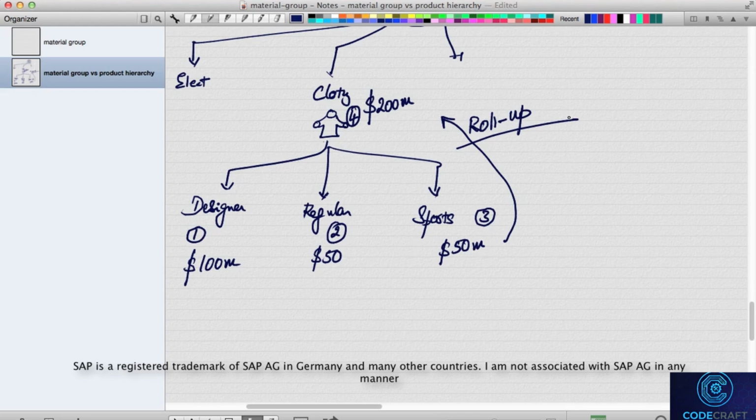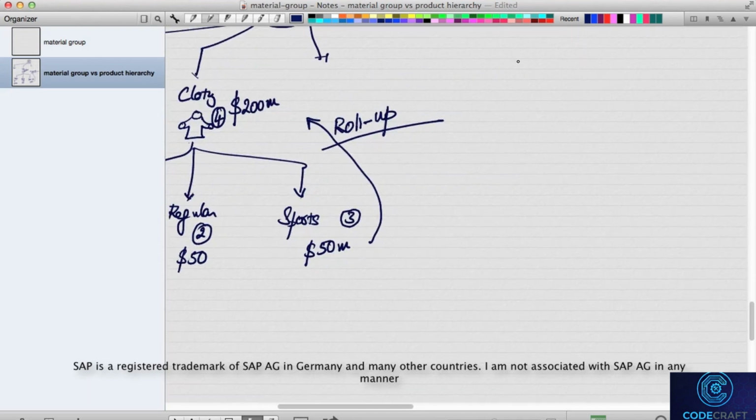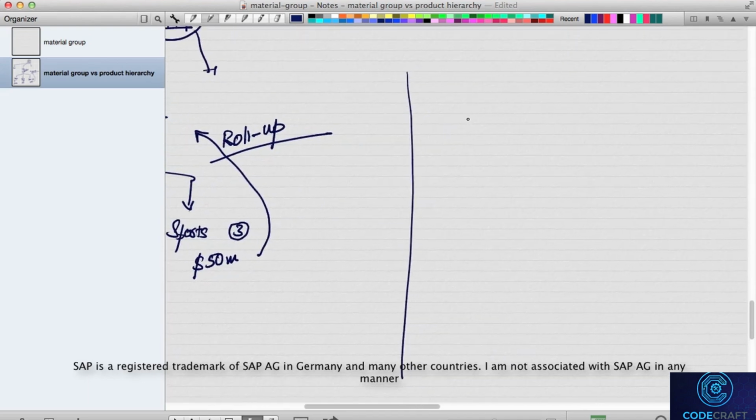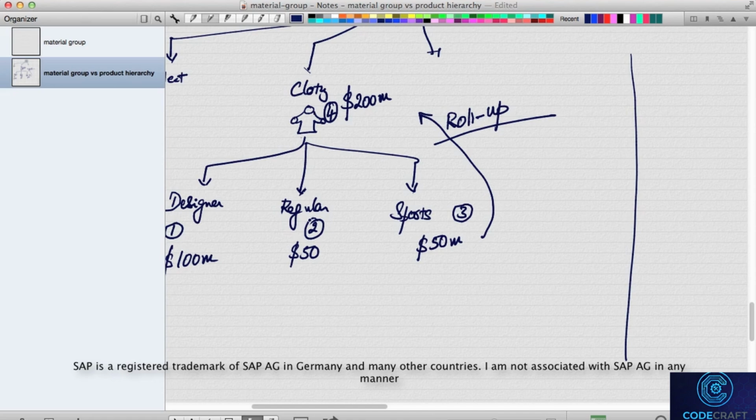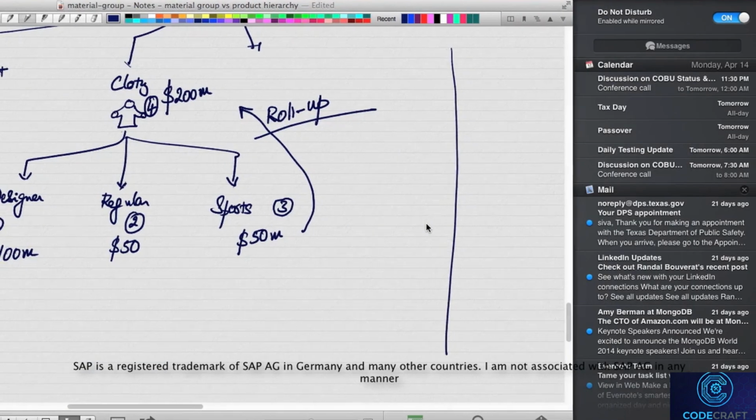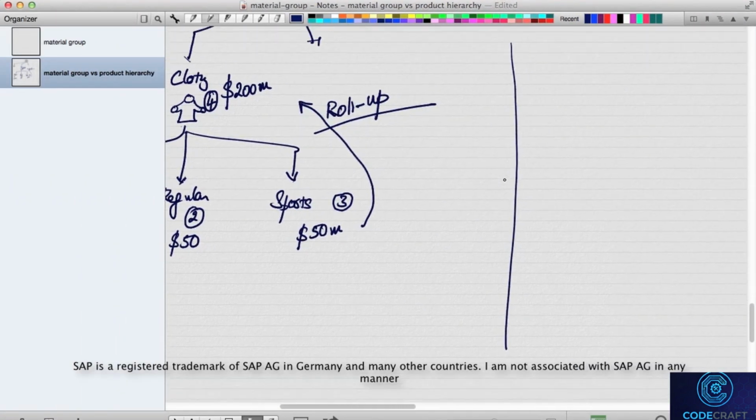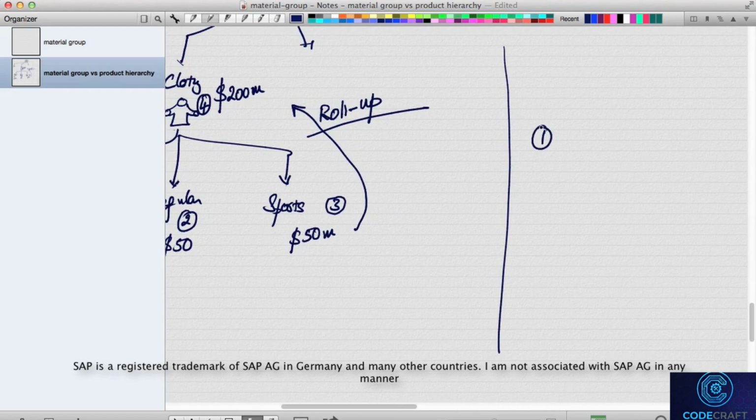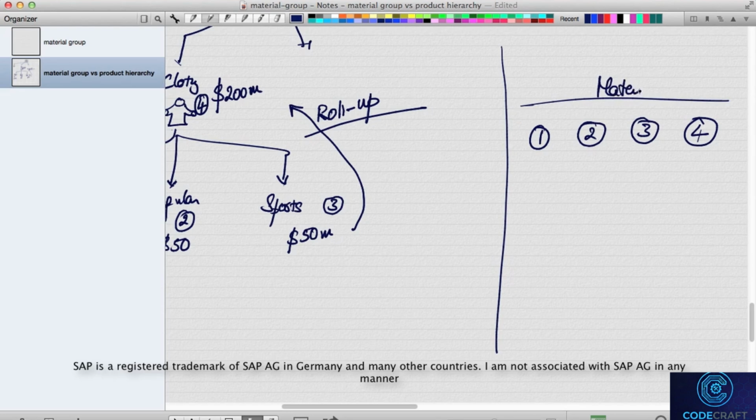Material groups are typically flat, right? Meaning, let me take an example here. So, if there was no relationship between clothing and then the designer versus regular versus sports, it's going to be something like this. So there is clothing, and then there is regular, and then there's designer wear, and then there is sports, and all of them are material groups, right? So it's a flat structure.